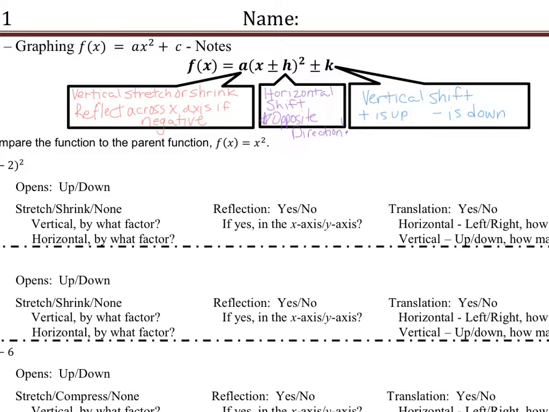Okay, just check and see on the a value that you did get that it reflected across the x-axis if it was negative, otherwise it's just your vertical stretch or vertical shrink. On the h value, make sure you got that it's the opposite direction. It shifts it horizontally the opposite direction, and then on the k value it goes whatever direction is indicated.